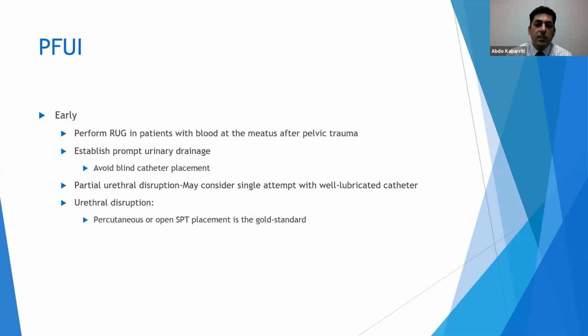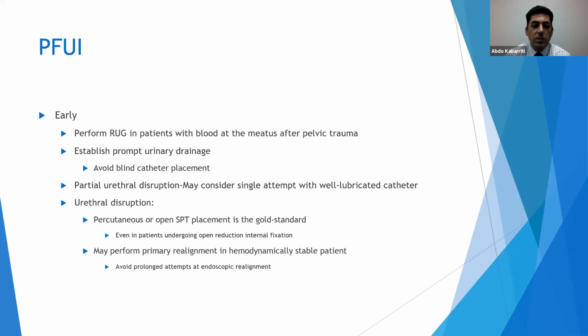And if they have a urethral disruption, especially if it's complete, percutaneous or open SP tube placement is the gold standard. Now, oftentimes you may get some pushback from our orthopedic colleagues, especially if they're doing an open reduction internal fixation, but a suprapubic tube can still be placed in those patients.